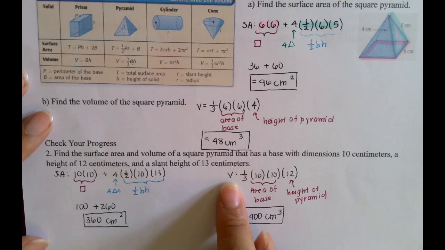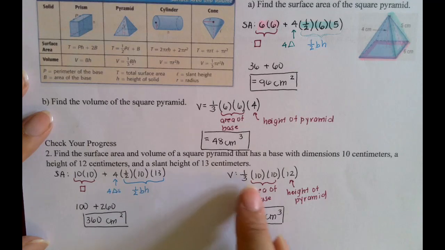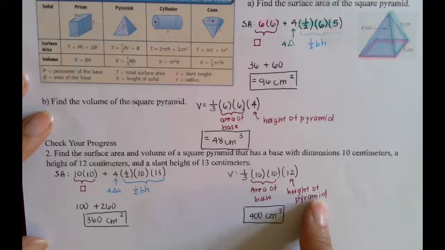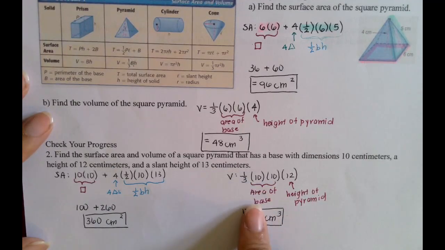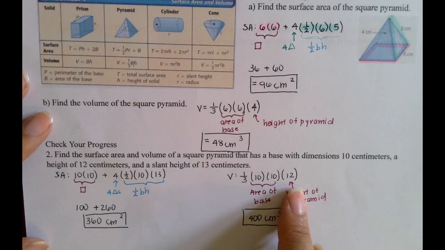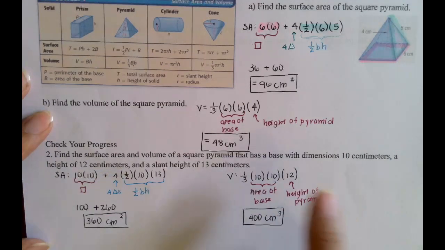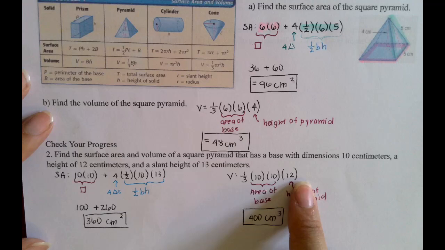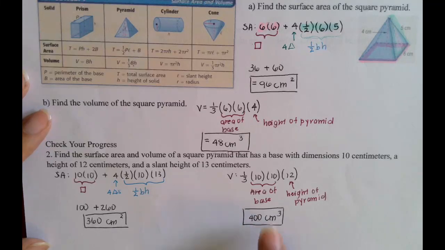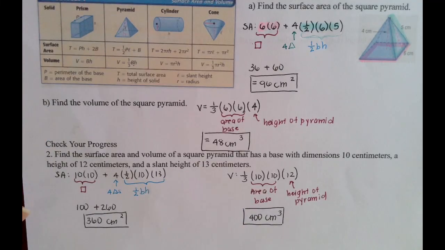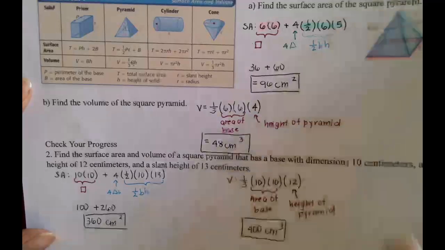Your volume for your square pyramid is 1/3 area of base times the height of the pyramid. Your base is a square, so that's why it's 10 times 10 here. And then the height of your pyramid is 12 centimeters. So the way I did this is a third of 12 is 4. Your 10 times 10 is 100. 100 times 4 is 400. So 400 centimeters cubed.